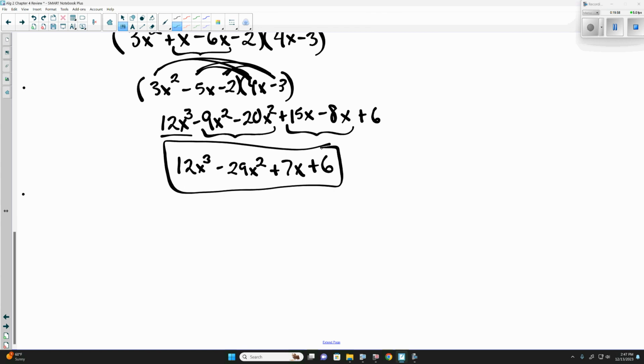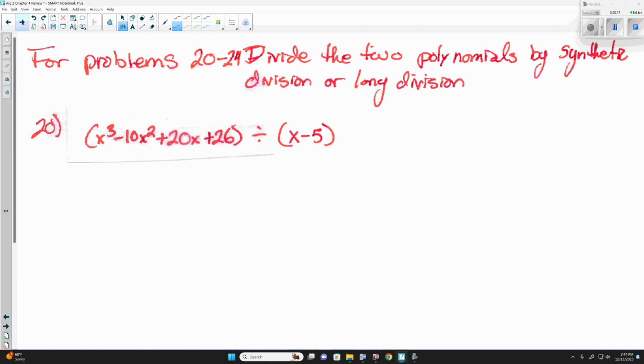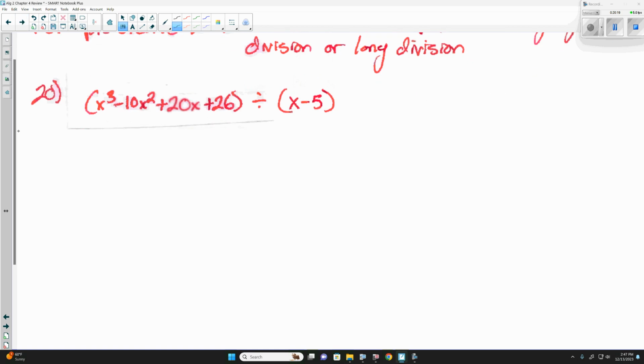Questions on any of this here? We good with 15 through 19, multiplication? Yes? Let's go to division. Let's go with dividing. Well, questions on 20, 21, or 22 are one of those that we want to see worked.